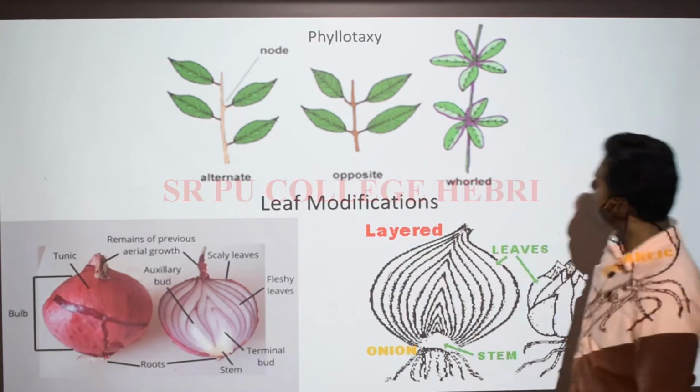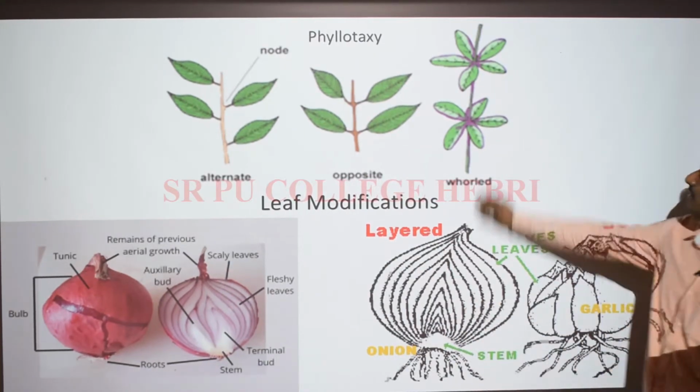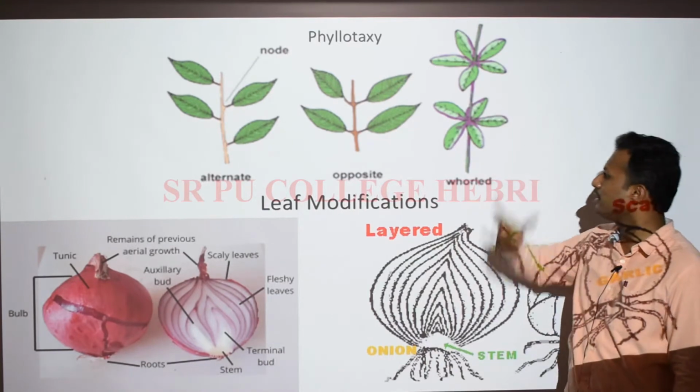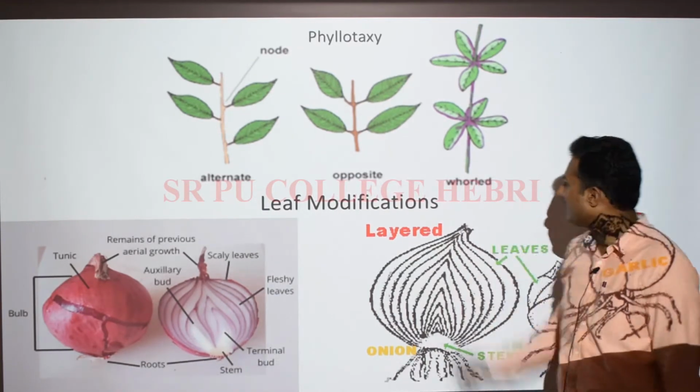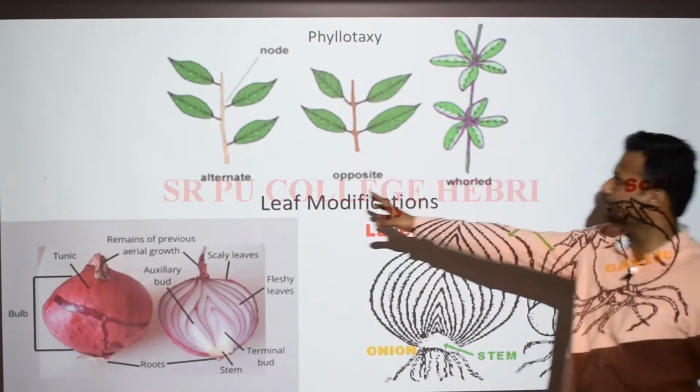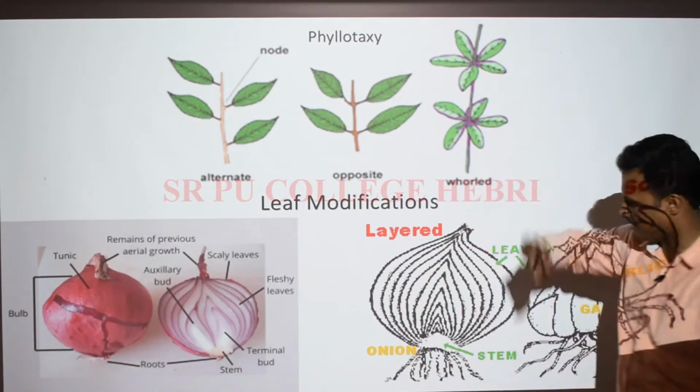Whereas in the case of opposite phyllotaxy, each node will have two leaves in opposite directions like this. In the case of whorled phyllotaxy, we will have a whorl or a circle of leaves at one common node like this, right? And it is also important for you to remember the examples for this.